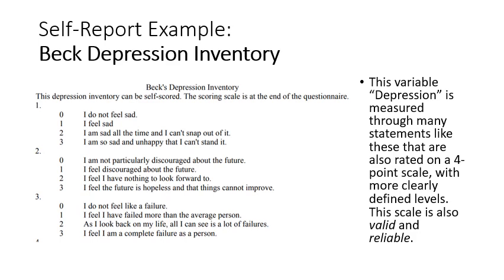Second item, 0 points if a person says, I am not particularly discouraged about the future. Or 1 point, I feel discouraged about the future. Or 2, I feel I have nothing to look forward to. Or 3, I feel that the future is hopeless and that things cannot improve.